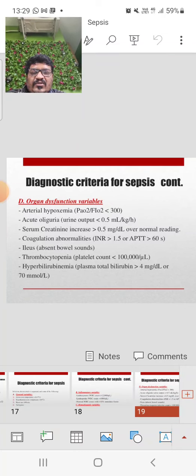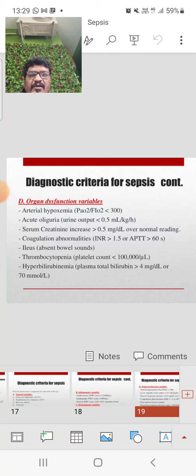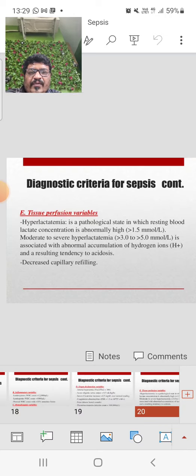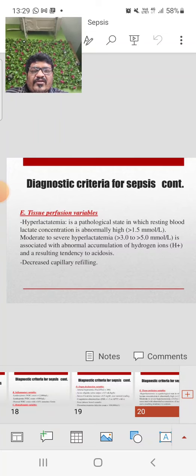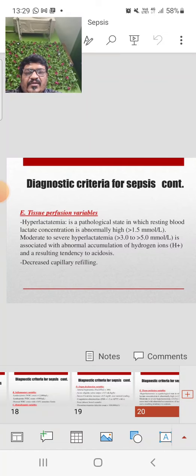So these are the diagnostic criteria in which arterial hypoxemia, oliguria, serum creatinine level, coagulation abnormality, absent bowel sounds, and hyperbilirubinemia by which we can diagnose. Tissue perfusion variables, in which hyperlactatemia is a pathological state in which resting blood lactate concentration is abnormally high. Moderate to severe hyperlactatemia, more than 3.0 to more than 5.0 millimole per liter, is associated with abnormal accumulation of hydrogen ions and resulting tendency to acidosis, decreased capillary filling.